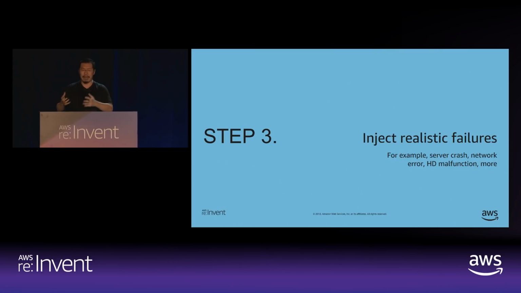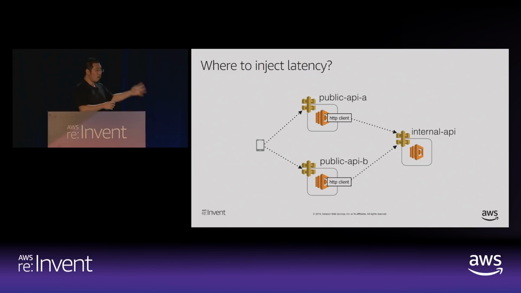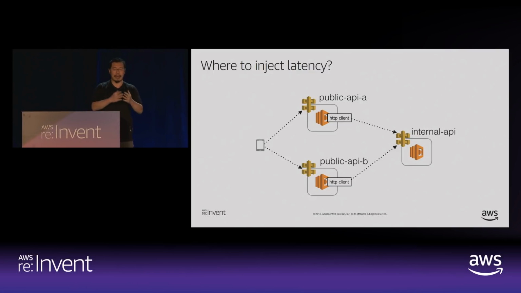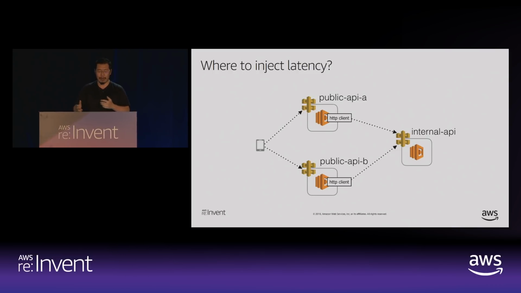So next, let's talk about how we can inject failures into our system, and specifically, starting with, where do we do it? Suppose you've got a very simple setup here where you have a client application talking to 2 public-facing APIs, both with API Gateway and Lambda, both of which are talking to some internal APIs, which are also implemented with API Gateway and Lambda.